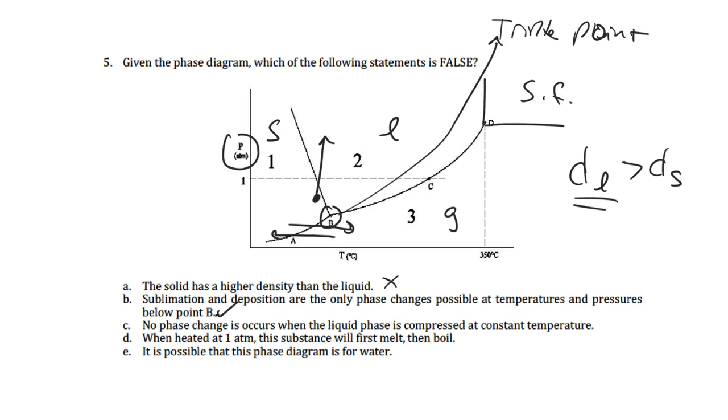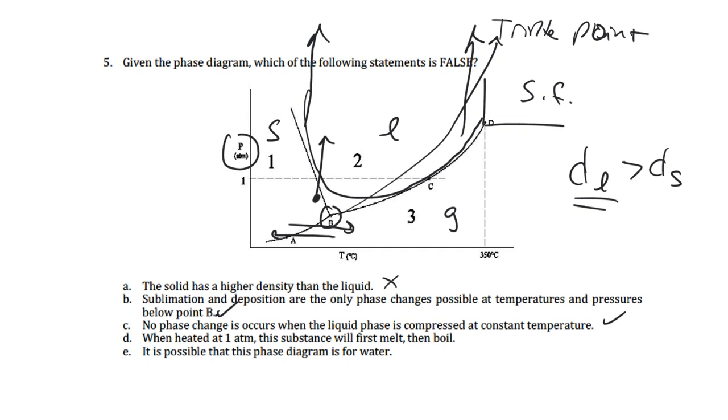No phase change occurs when the liquid phase is compressed at constant temperature. So if I take any substance here that's liquid and I compress it, meaning add pressure to the liquid phase, I stay a liquid. Now, for most substances, this is pretty abnormal. Most liquids, if you pressurize a liquid, will eventually form the solid, because if you take a liquid and press it closer together, you're usually going to form the solid phase. And so this is kind of an abnormal phase diagram, but no phase change can indeed occur when we pressurize a liquid.